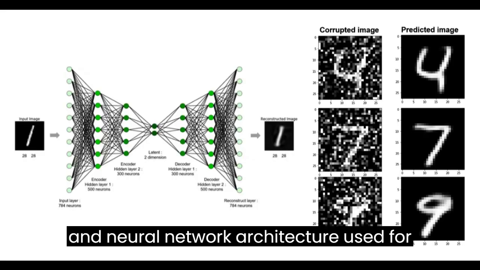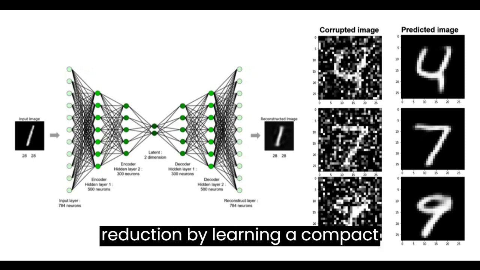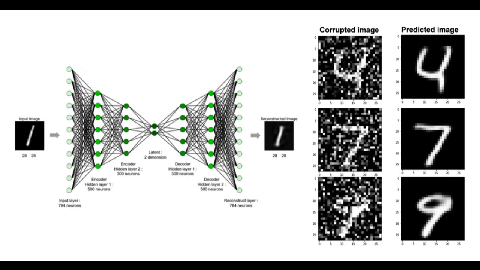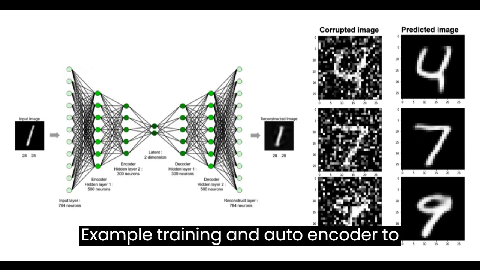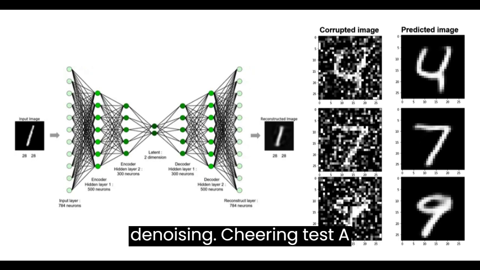Autoencoder, a neural network architecture used for unsupervised learning and dimensionality reduction by learning a compact representation of input data. Example: training an autoencoder to compress and reconstruct images for image denoising.